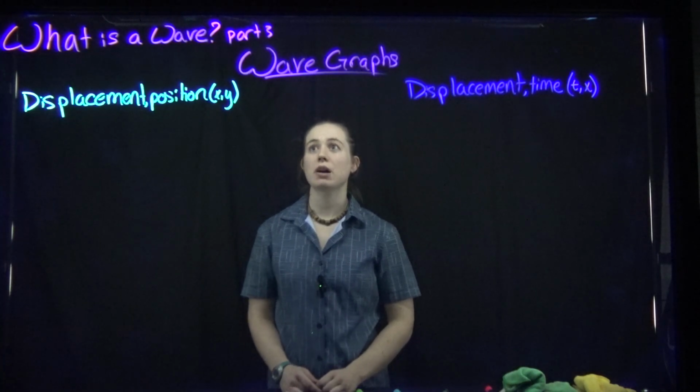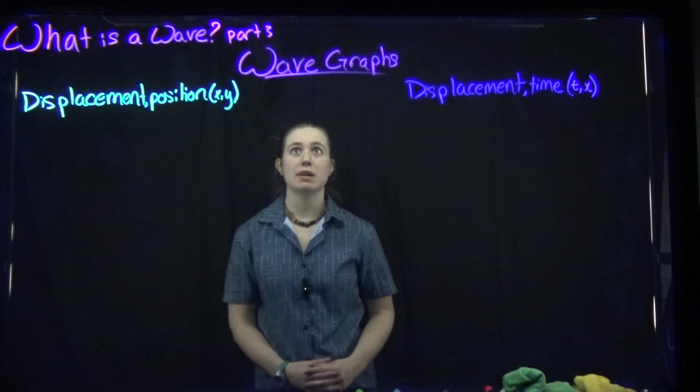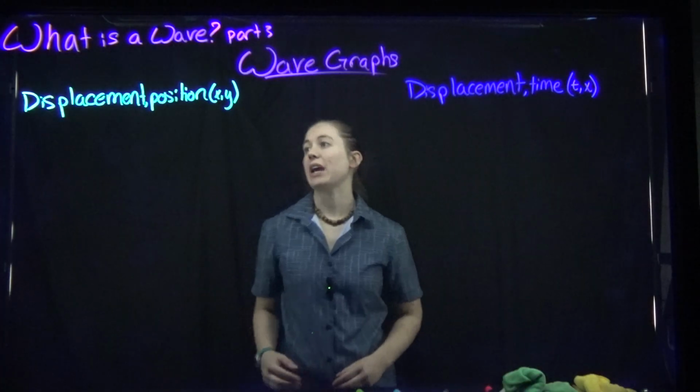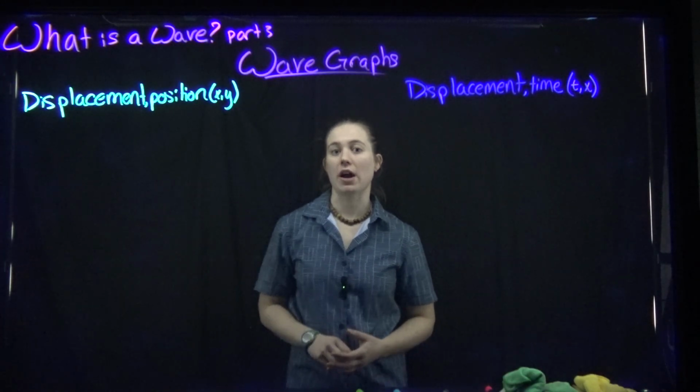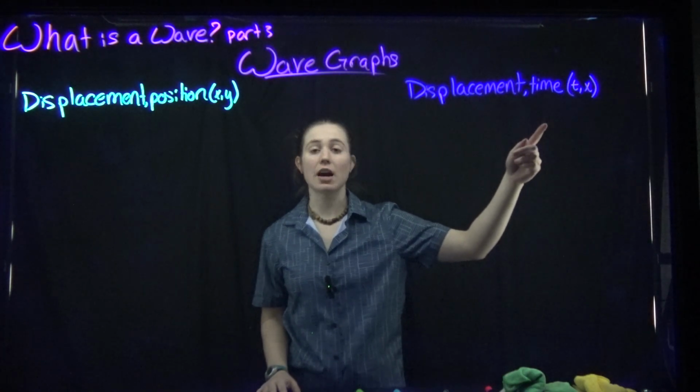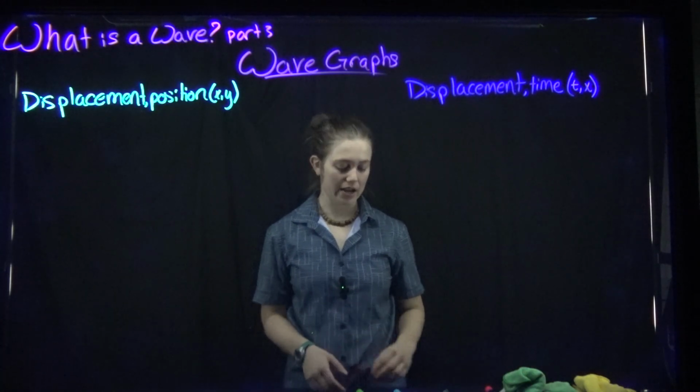Welcome to What is a Wave Part 3. Today we're going to be talking about two types of wave graphs. We have displacement and position, XY graphs, and displacement and time graphs, which is T and X.